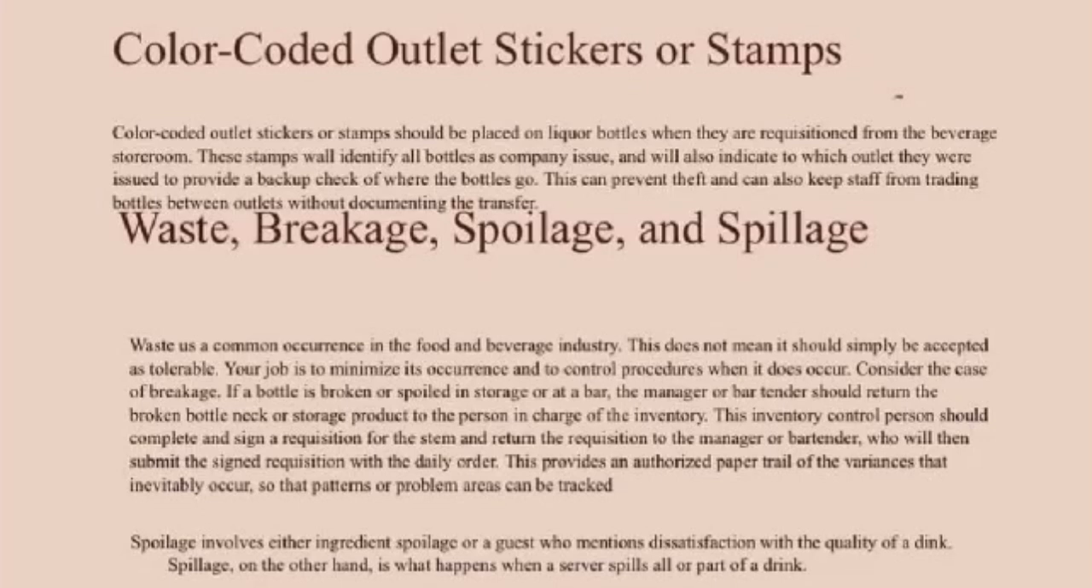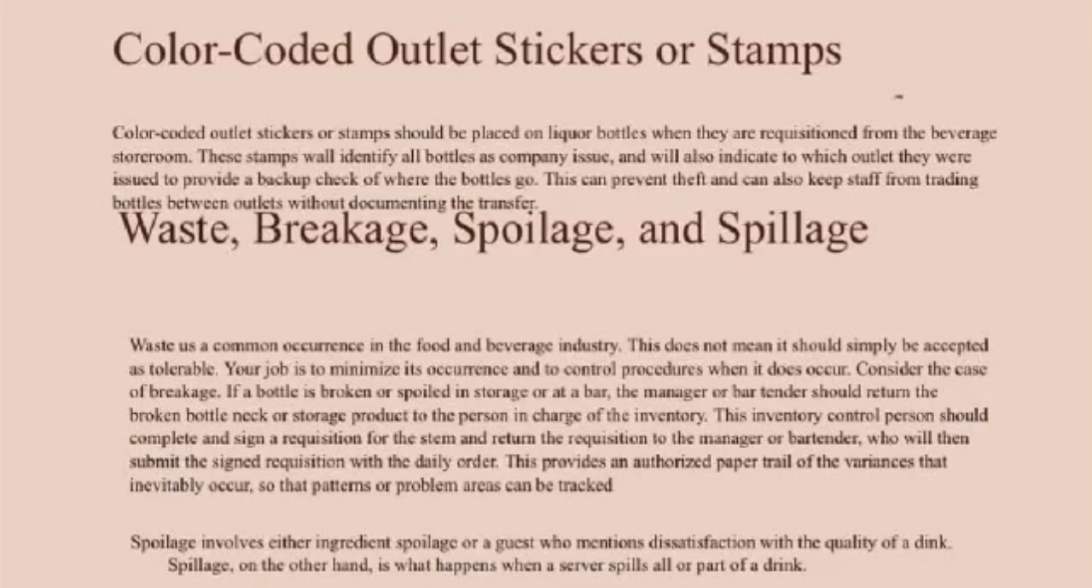So the purpose is this: stickers or stamps are used to track liquor bottles from the storeroom to their designated outlet, like a bar or serving station. Each bottle receives a sticker or stamp indicating its assigned outlet, and the benefits are to prevent theft, track bottle movement, and discourage undocumented transfers between outlets. So, this provides a secondary verification system in addition to any existing requisition process.